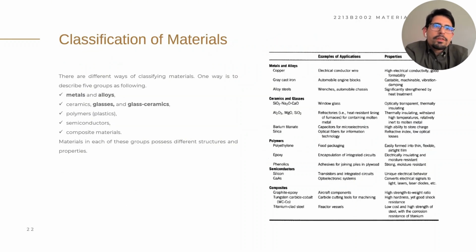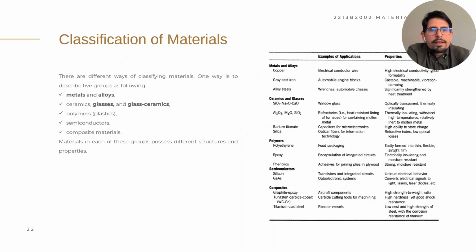Materials are broadly categorized into metals and alloys, ceramics and glasses, polymers, semiconductors, and composites, each serving critical functions in engineering applications. Metals such as copper and alloy steels are widely used in electrical wiring and structural components due to their high conductivity and mechanical strength. Ceramics and glasses offer thermal insulation and high temperature resistance, making them ideal for applications like refractories and capacitors.